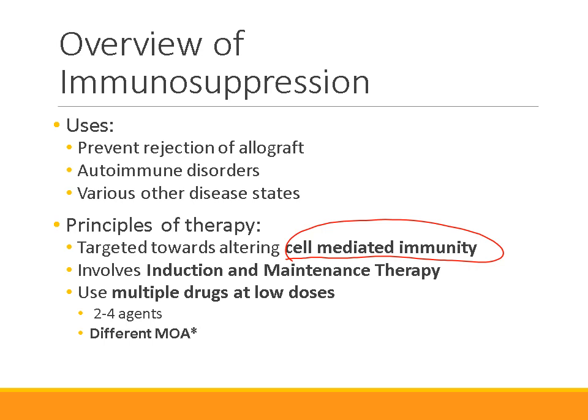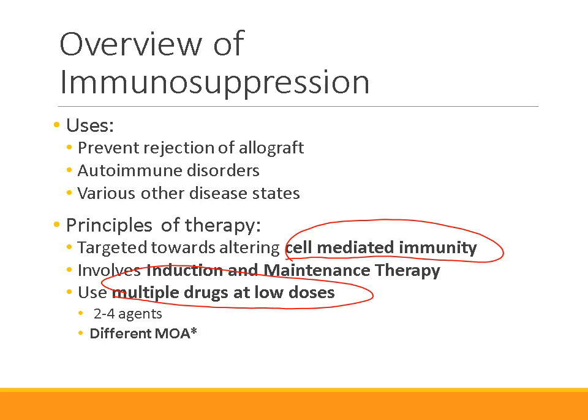Also, when we're using immunosuppressants or giving immunosuppressive therapy, typically we use multiple drugs at low doses. Again, 2 to 4 agents, as opposed to using just one drug. These drugs can be associated with severe toxicities when used as monotherapy. If we give just one drug, we have to give that drug at a high dose. And then the drug is associated with a lot more toxicities.